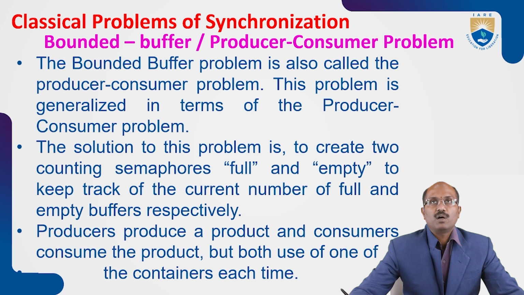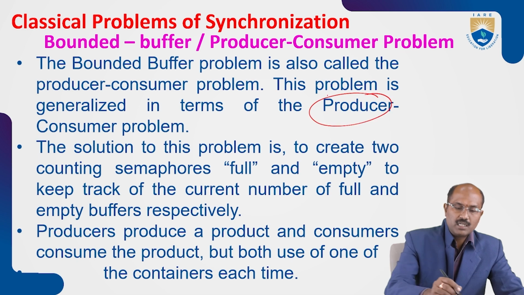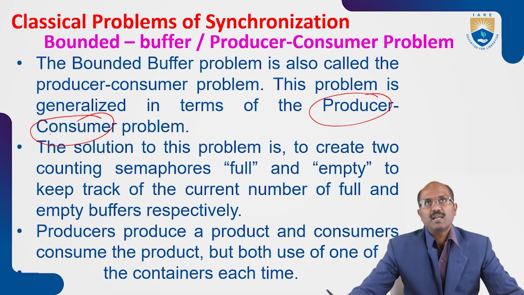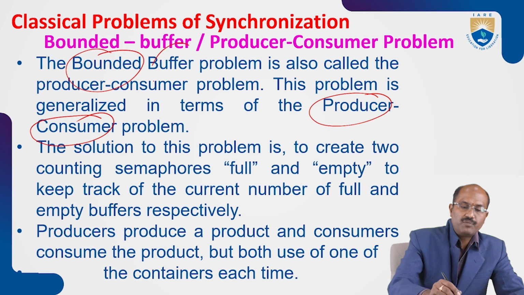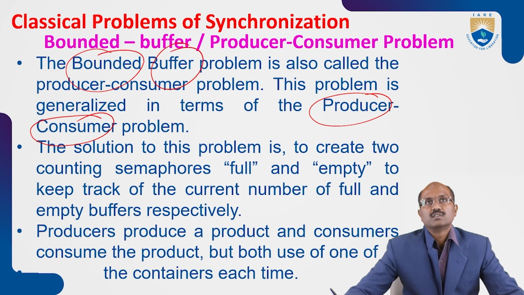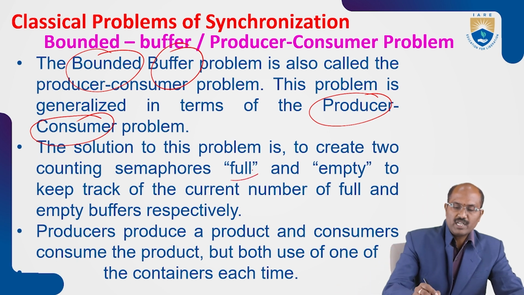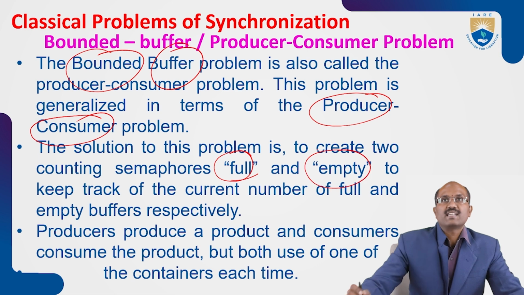The bounded buffer problem is also called the producer-consumer problem. This problem is generalized in terms of the producer and the consumer. Bounded is one part, buffer is the other part. The problem is how the producer produces an item and how the consumer consumes that item. The solution is to create two counting semaphores: one is full and the second one is empty.